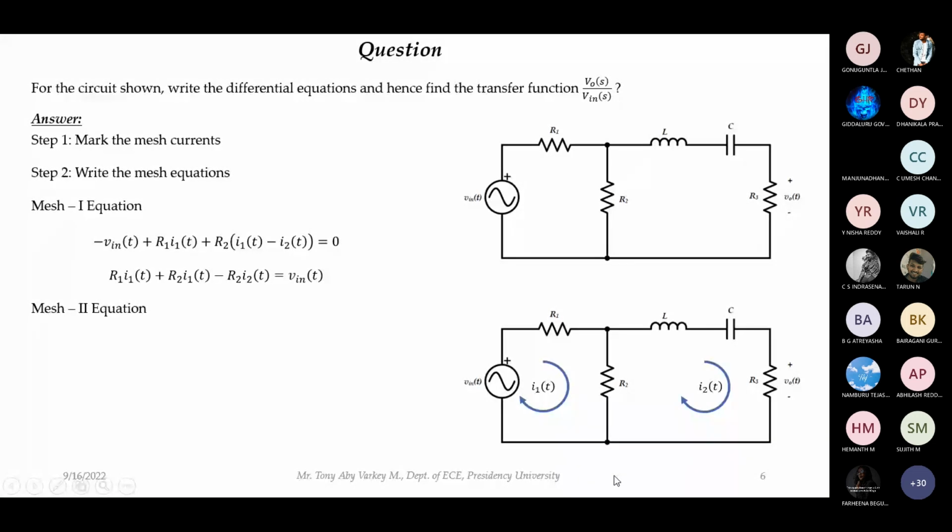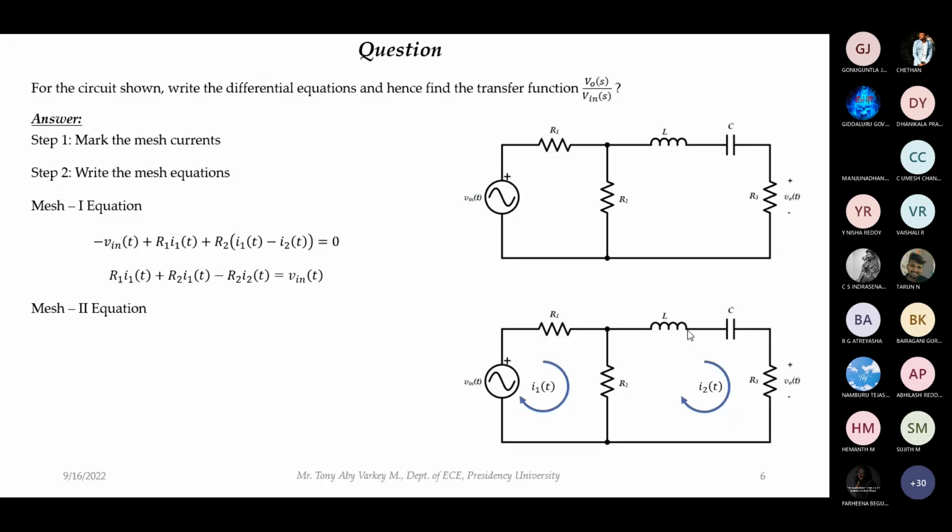Starting from here, it will be R2 into I2 of t minus I1 of t. Correct, R2 into I2 of t minus I1 of t plus, what is the equation for voltage across an inductor? L into di of t by dt. But here, what is the current flowing through the inductor? I2 of t. So it will be L into di2 of t divided by dt. Correct, di2 of t divided by dt.